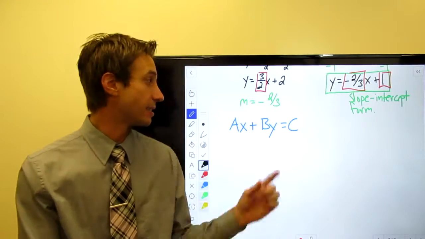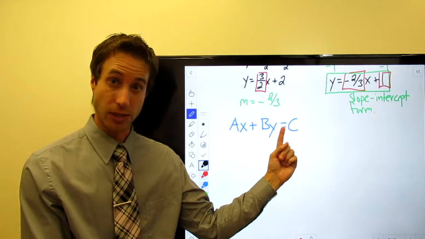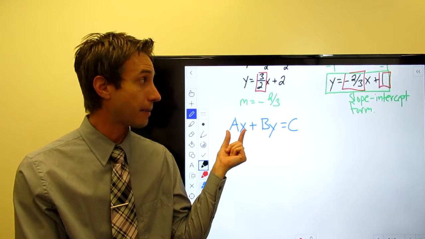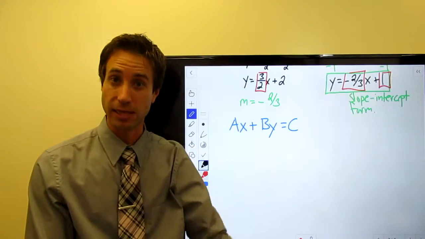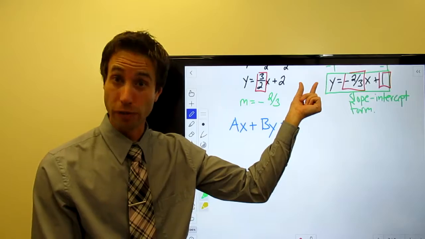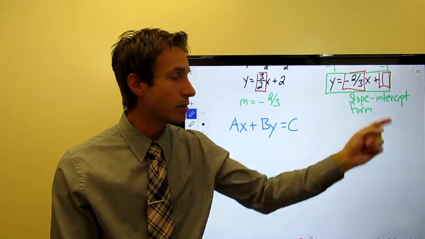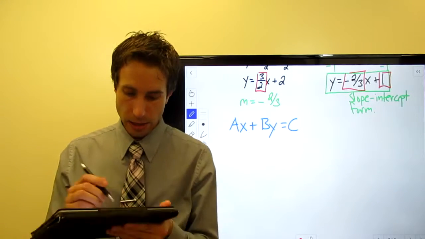Look at where the x is in standard form. Please notice the x is on the, there's my equal sign, right? The x is on the same side as the y. Up here, the y and the x are on opposite sides. I need to get that x over here. How do I do that? Well, it's a negative 2/3 x. So add 2/3 x to both sides.